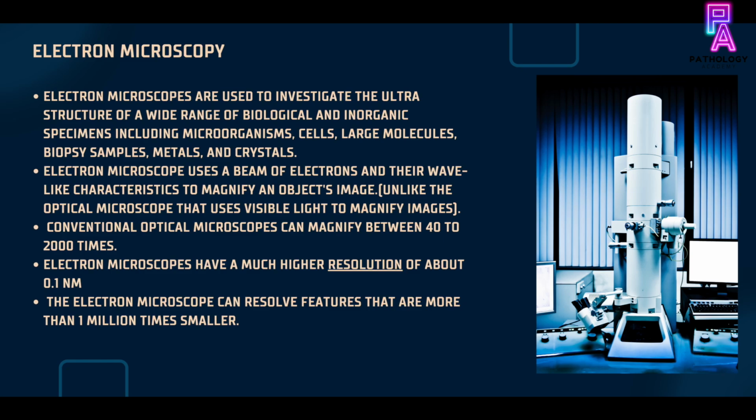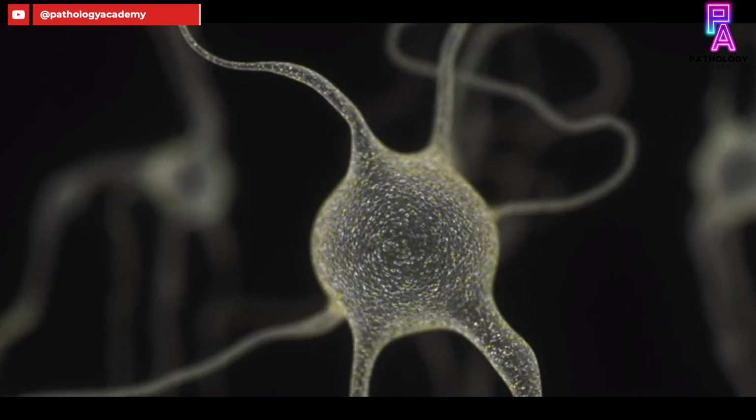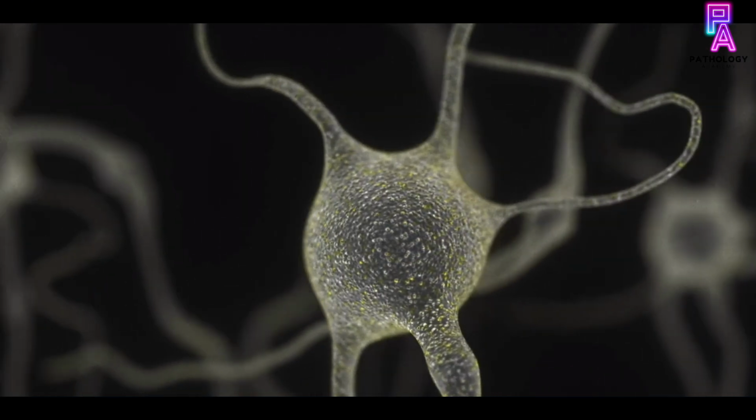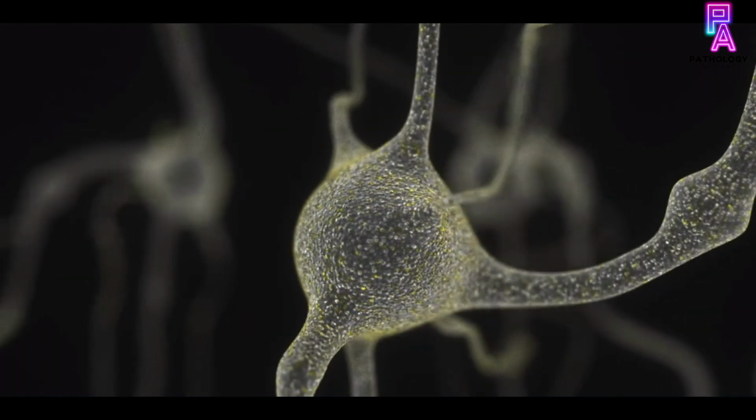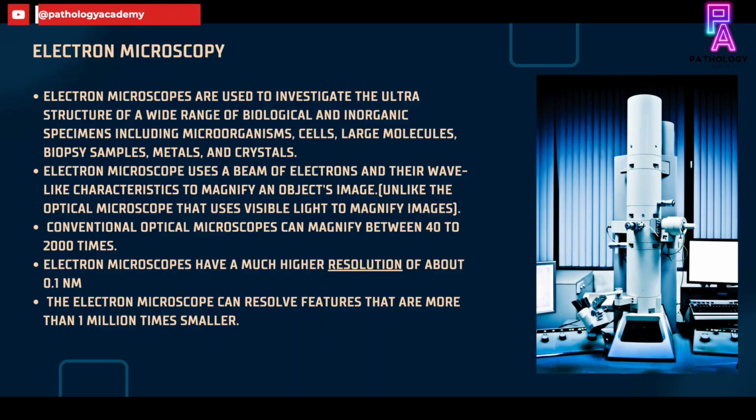Electron microscopes are used to investigate the ultrastructure of a wide range of biological and inorganic specimens, including microorganisms, cells, large molecules, biopsy samples, metals, and crystals. An electron microscope uses a beam of electrons and their wavelength characteristics to magnify an object's image, unlike the optical microscope that uses visible light to magnify images.